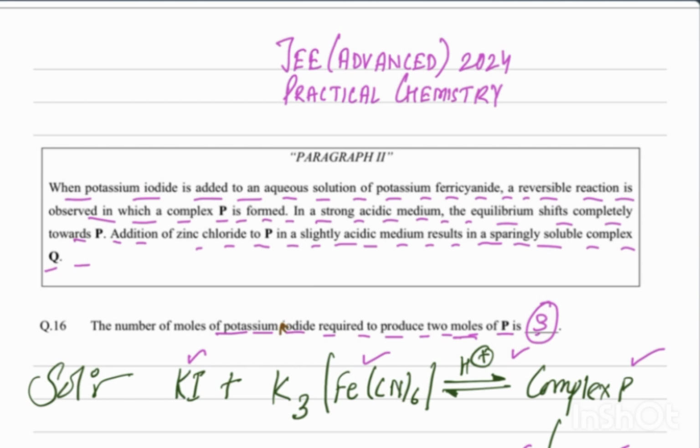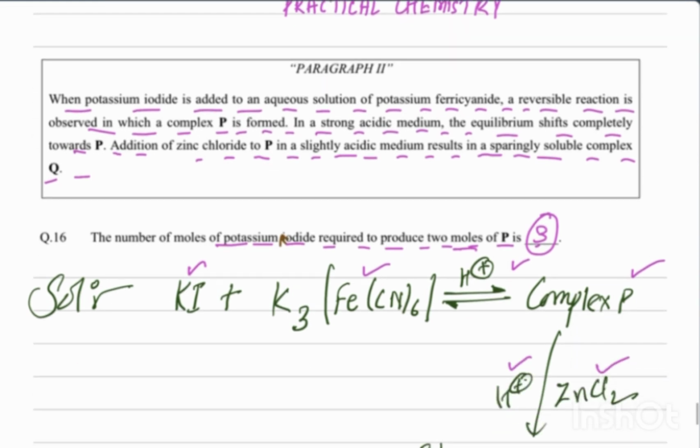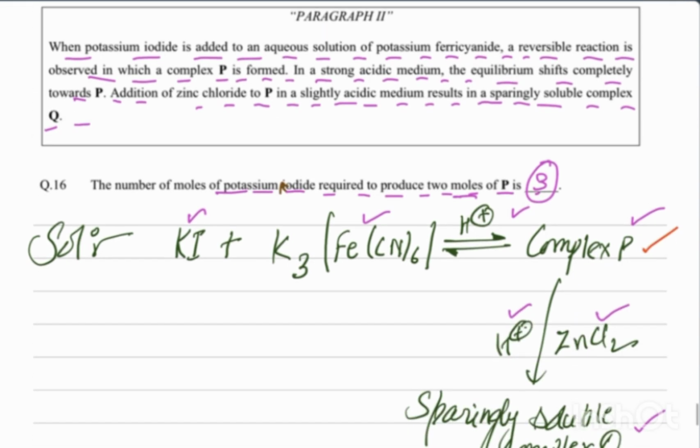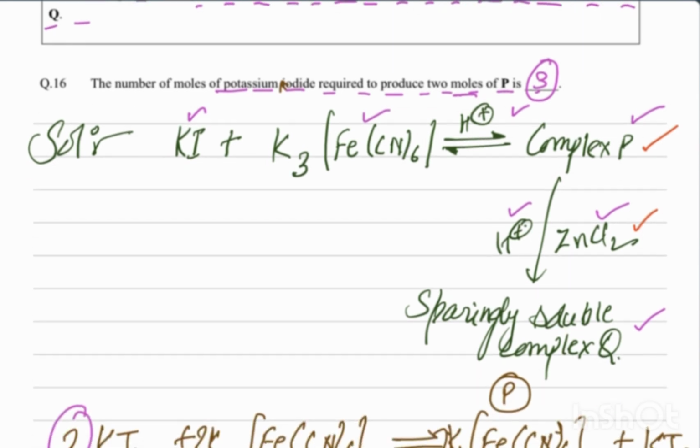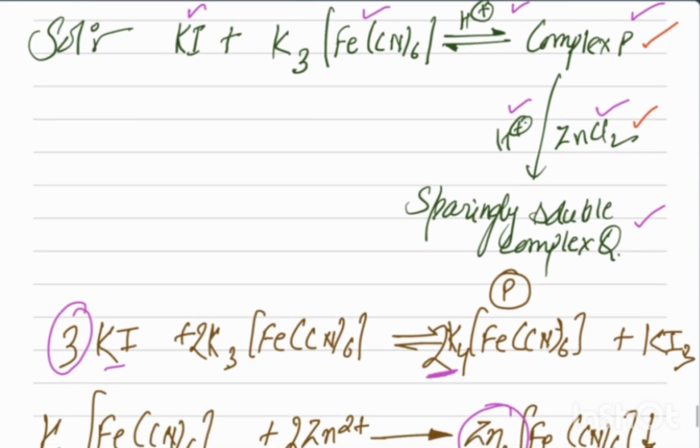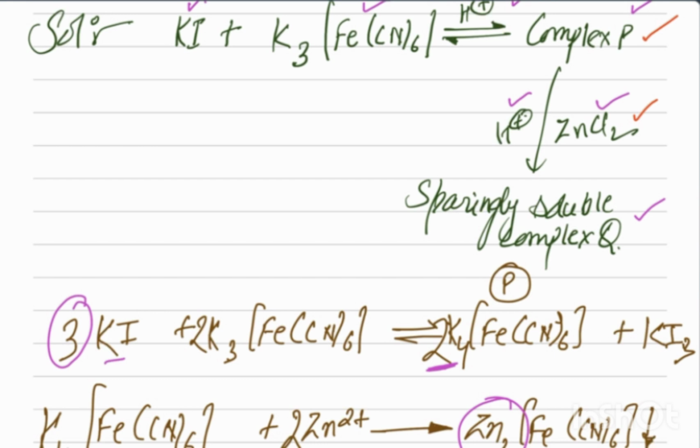If you see here, KI is reacting with K3[Fe(CN)6] in the presence of acid, and we are getting complex P. And this complex P in the acidic medium reacts with ZnCl2. We are getting the sparingly soluble complex Q. So if you see here how the reaction should go, 3 KI reacts with 2 moles of K3[Fe(CN)6]. We should get 2 moles of K4[Fe(CN)6] plus KI3.